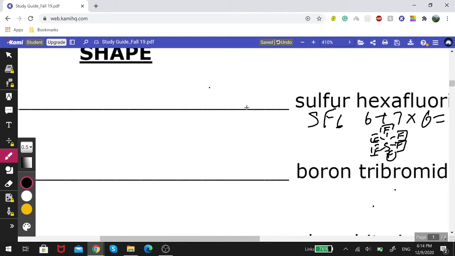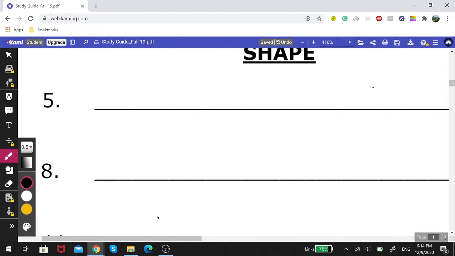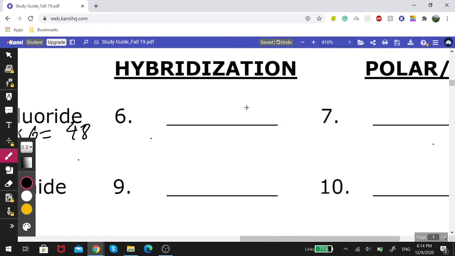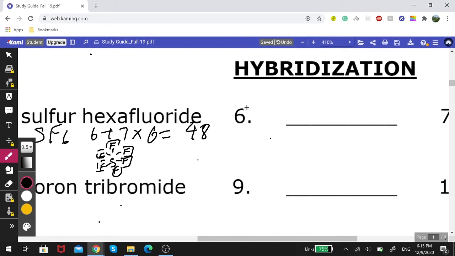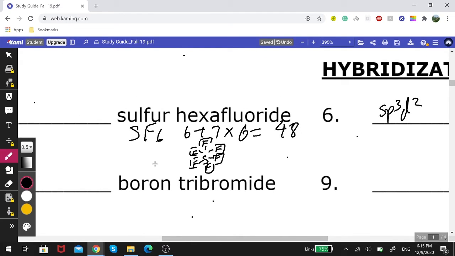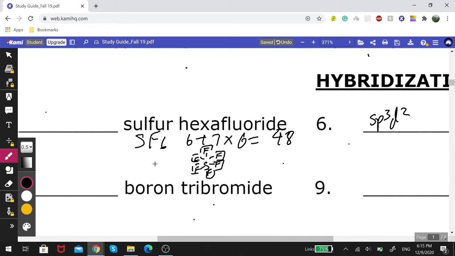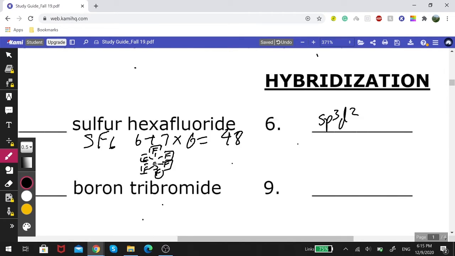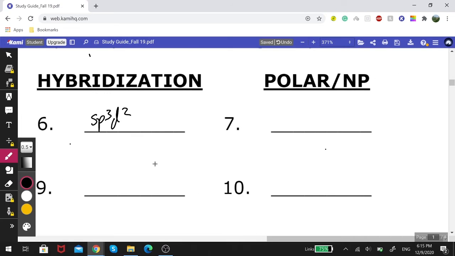So the shape will be 6 bonding pairs. 6 bonding pairs is octahedral. Then the hybridization: you have 6 things around the central atom, which means sp3d2. Now, is it polar or nonpolar? As you can see, there are no lone pairs, so there are no dipoles from lone pairs, and all the elements around the sulfur are exactly the same. So this will be nonpolar.